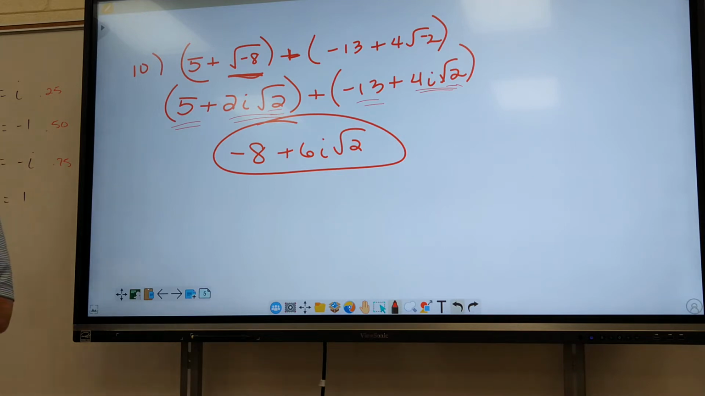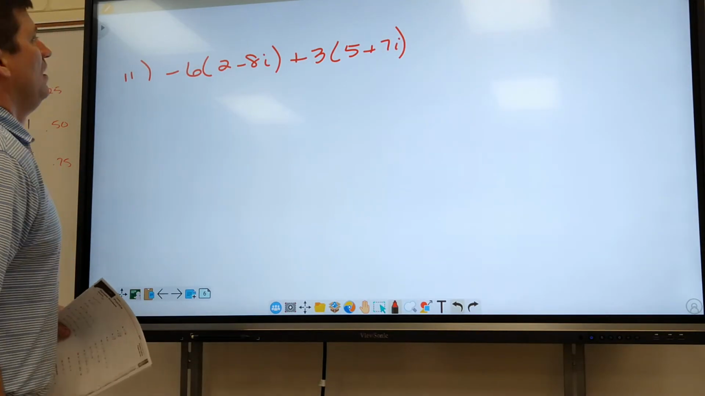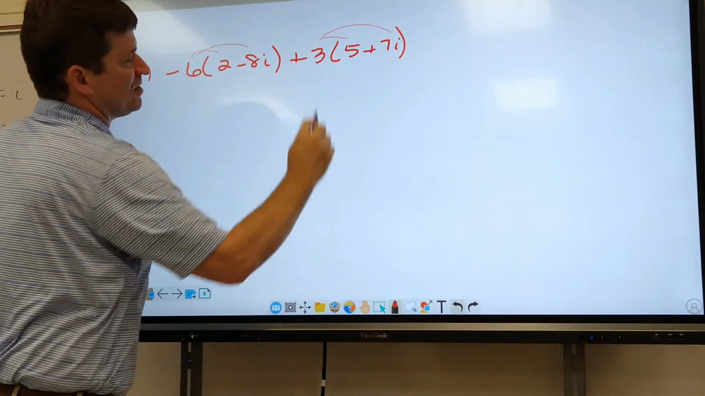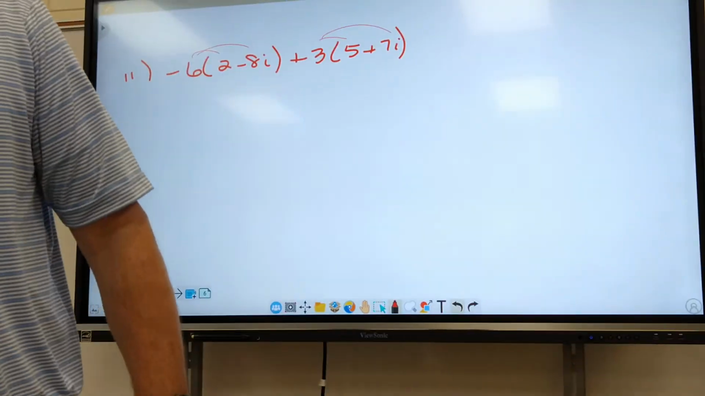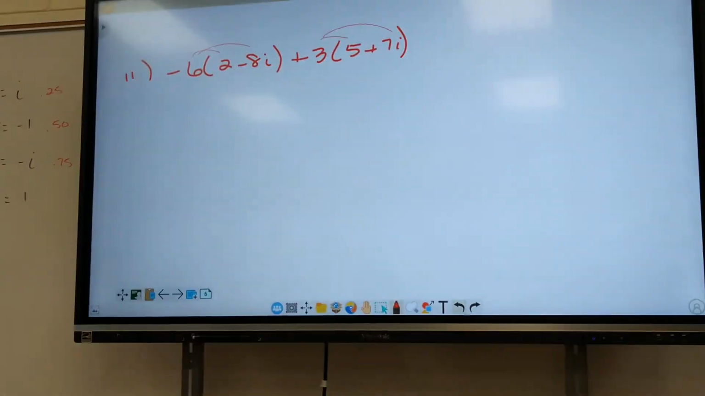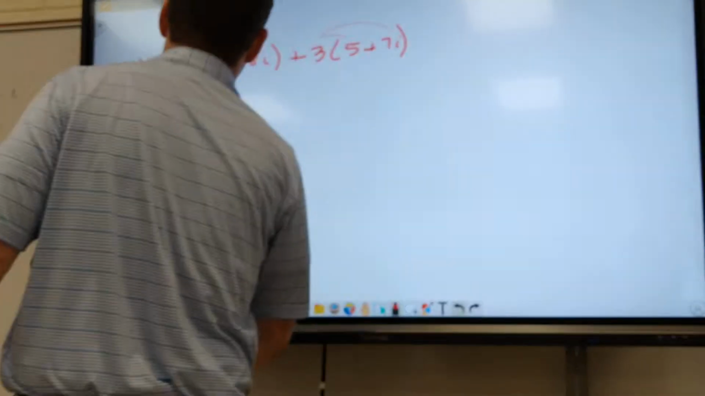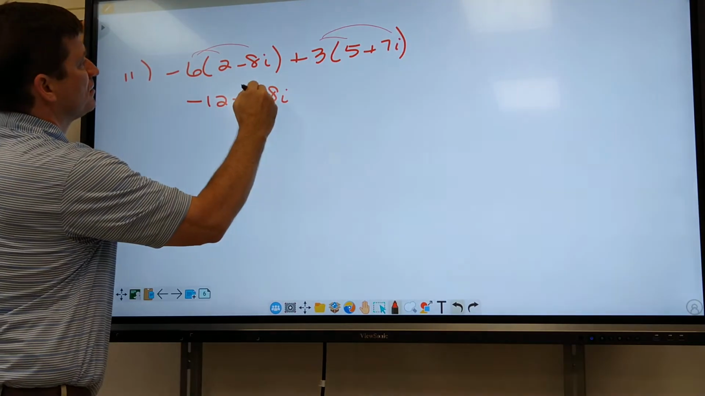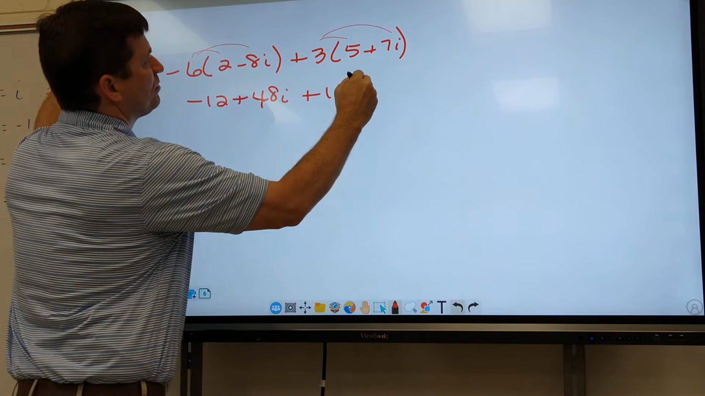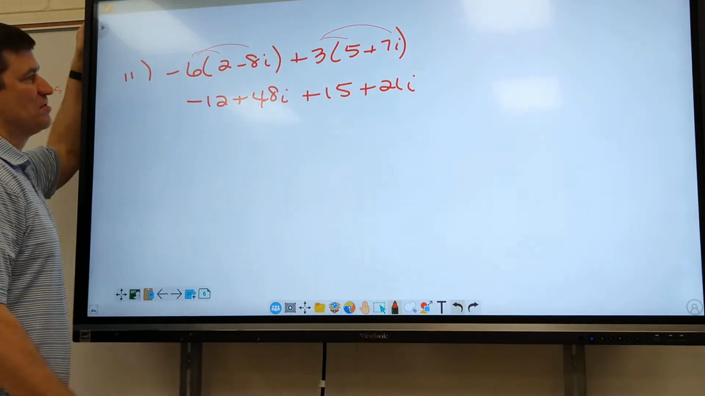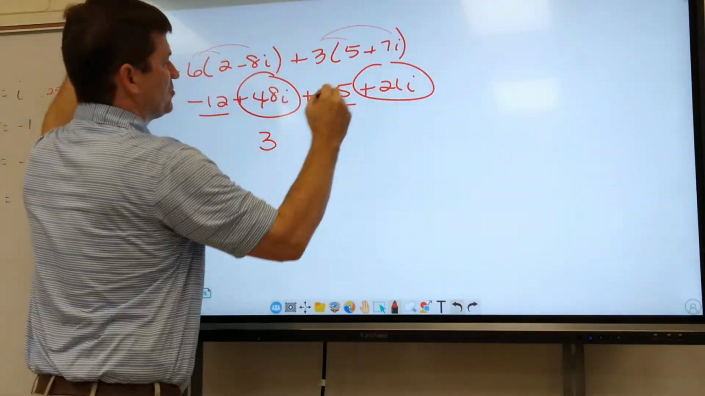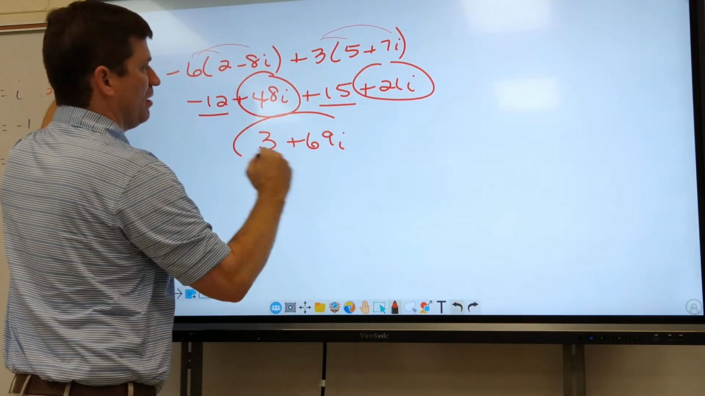All right, 11, 12, and 17 are all the same kind of problem. For 11, what I need y'all to do first is distribute on both sides and then combine like terms. Go. All right, so final answer on this one. To multiply here, I got negative 12 plus 48i. I got 15 plus 21i. So now let's add like terms. I can add negative 12 and 15. 48 plus 21, what's that, 69? All right, so that's my answer on 11.